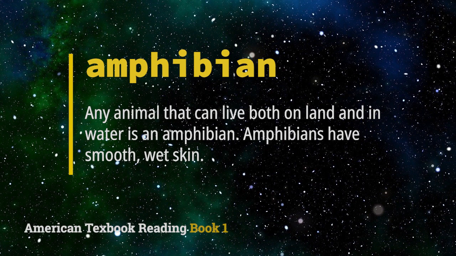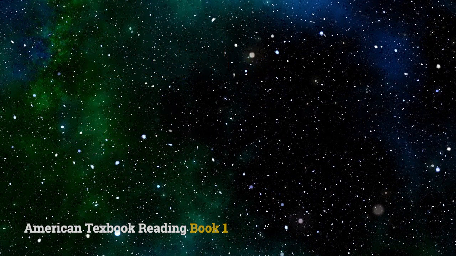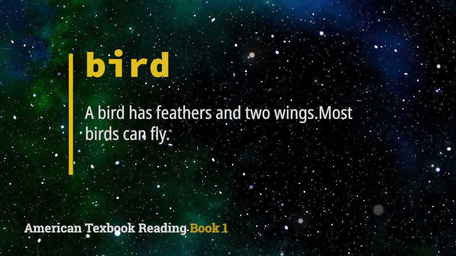Amphibian. Any animal that can live both on land and in water is an amphibian. Amphibians have smooth, wet skin. Bird. A bird has feathers and two wings. Most birds can fly.